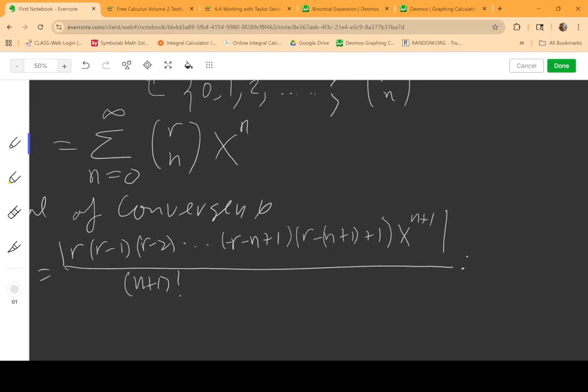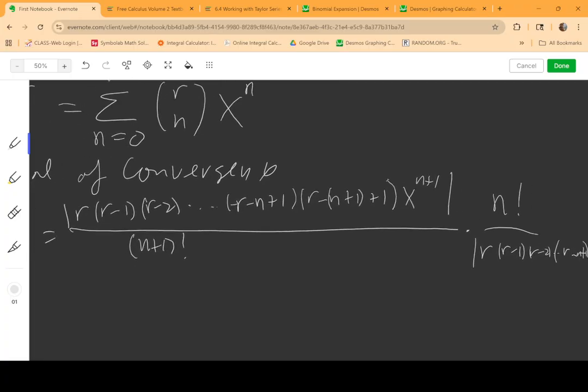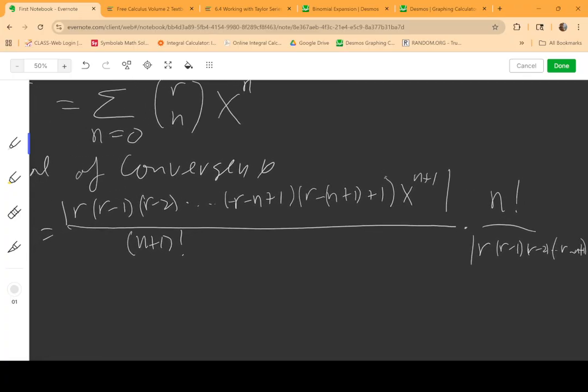Sorry, it gets a little long here. n factorial over r, r minus 1, r minus 2, all the way to r minus n plus 1, and then times x to the n. I didn't put the factorials in absolute values because those are going to be positive anyway, so I don't need to worry about the absolute value around there.